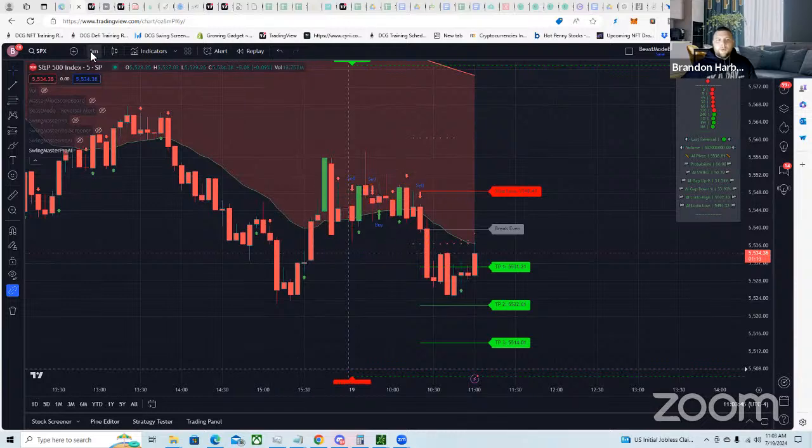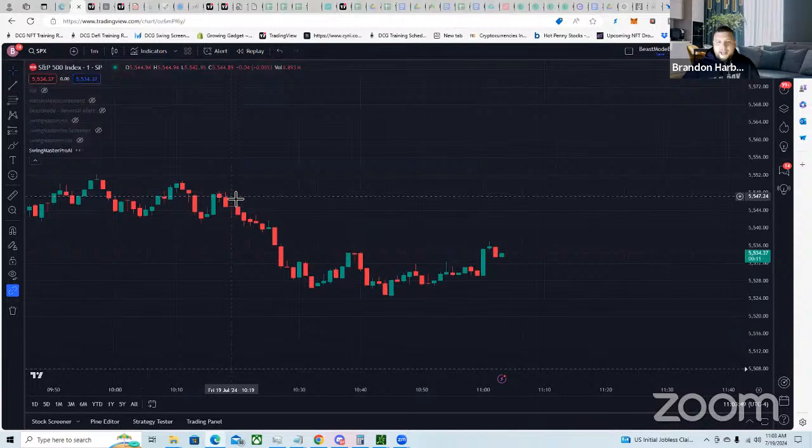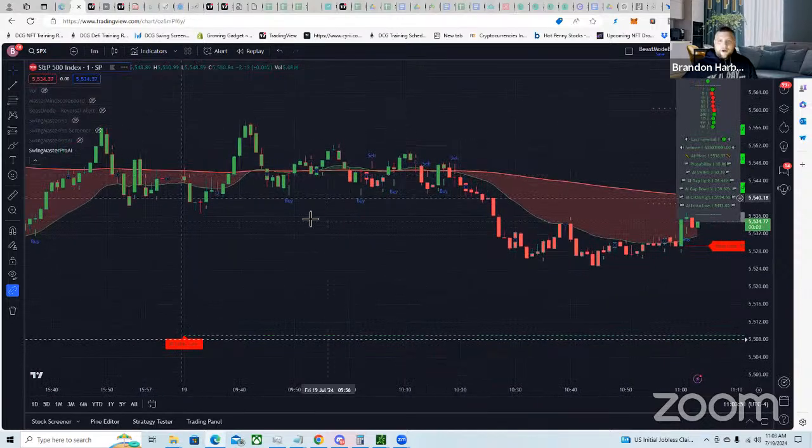We actually trade this on the 1-minute time frame because it gives us more entries for the scalpers that are in the room.